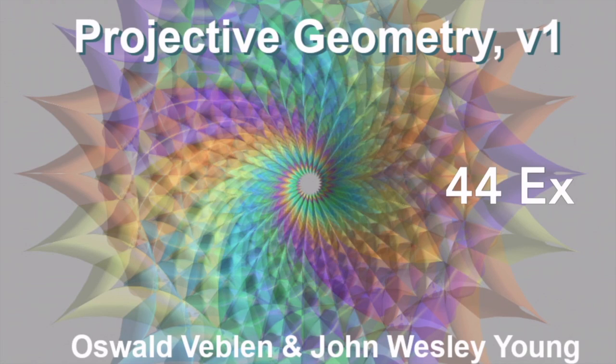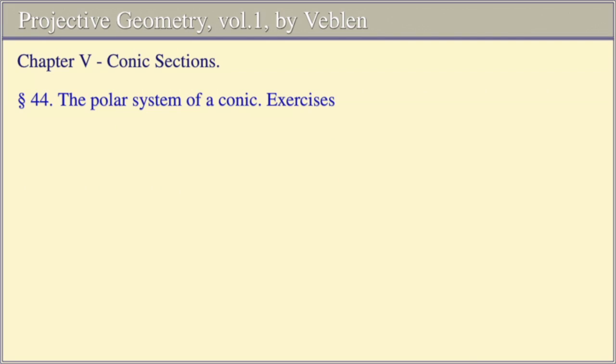Projective Geometry, Volume 1, by Oswald Veblen and John Wesley Young. Chapter 5, Conic Sections. Section 44, The Polar System of a Conic.